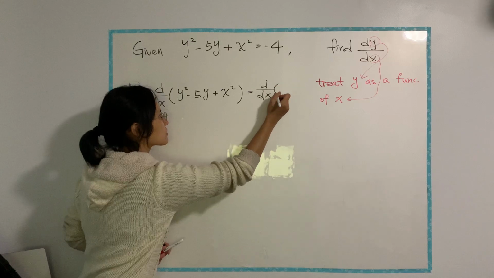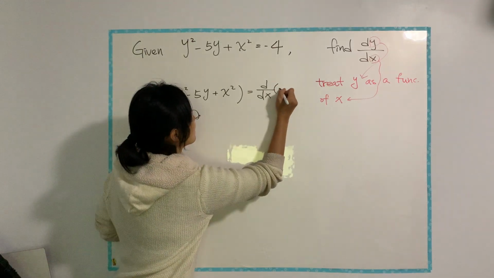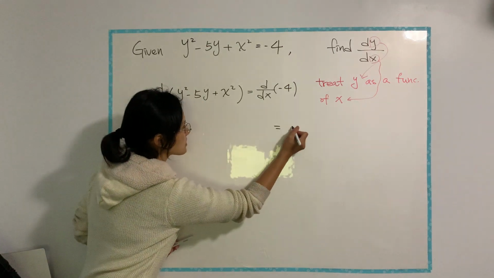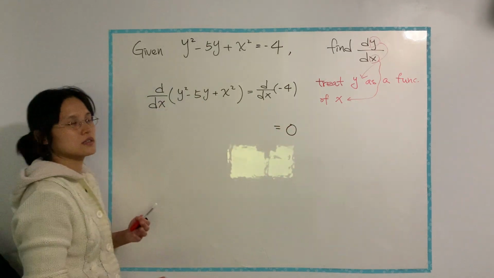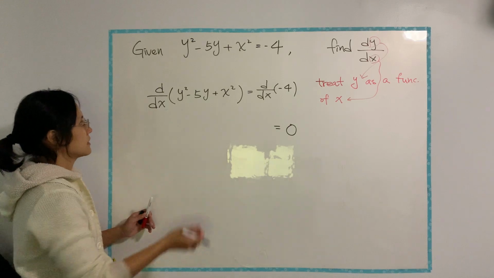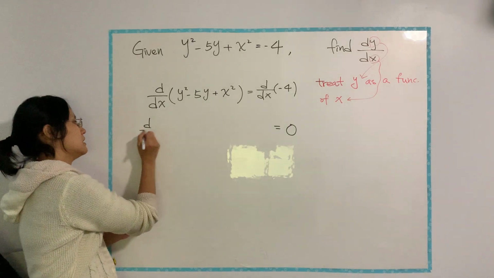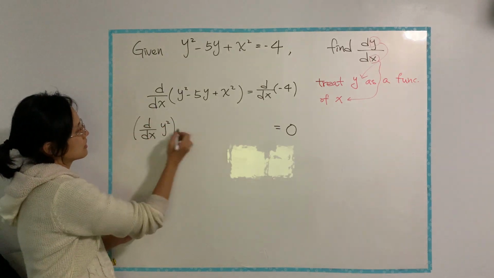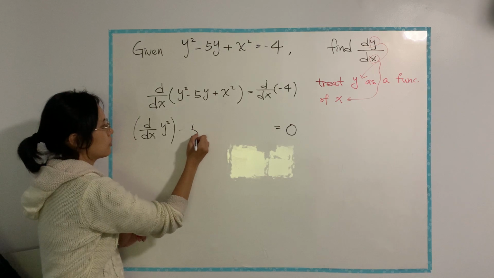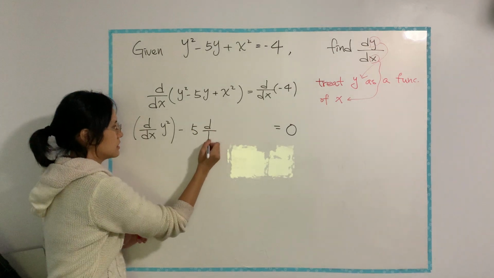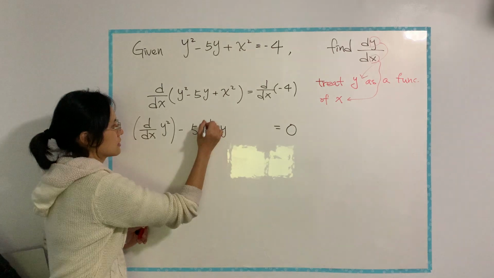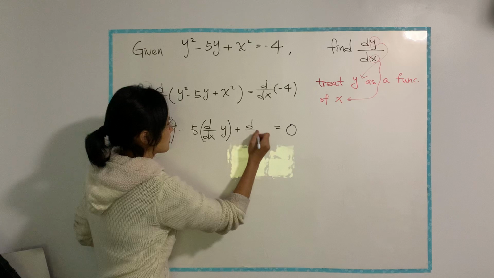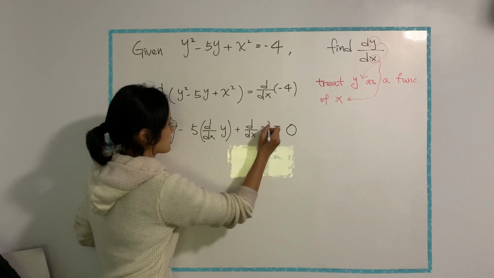Minus 4. The right-hand side is equal to 0 because the derivative of a constant is equal to 0. Now the left-hand side has d/dx of y squared, minus, I can pull out the 5, and d/dx of y, plus d/dx of x squared.